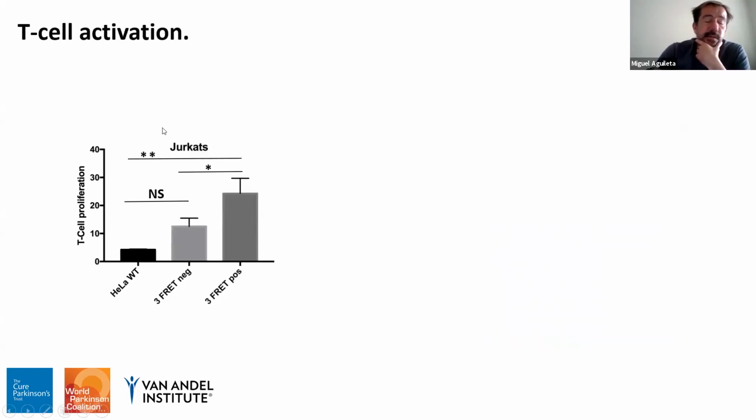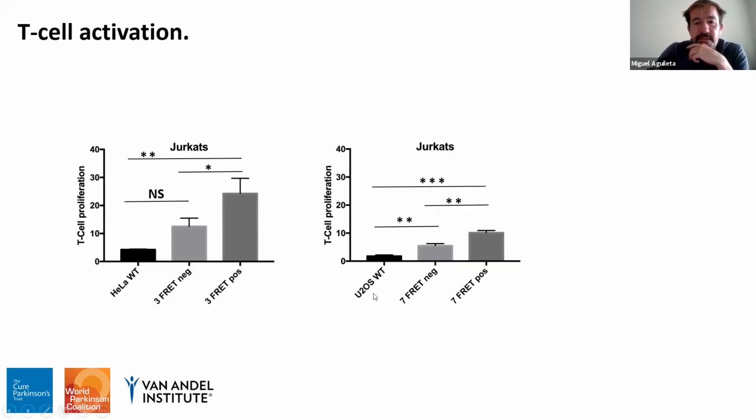The way you do it, I use Jurkats. Jurkats are CD4-positive T cells. So I sorted my cells into no aggregates and aggregates, and then I co-cultivated them with Jurkats. If a T cell becomes activated, it will release IL-2, and this will cause proliferation. So that's what you measure here. As you can see, cells with aggregates cause a higher activation of these T cells compared to wild type or compared to no aggregates. This time I was using HeLa, but it happens also for U2OS.